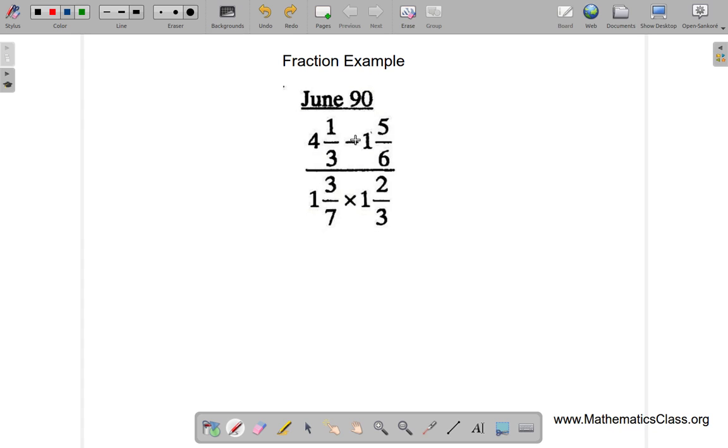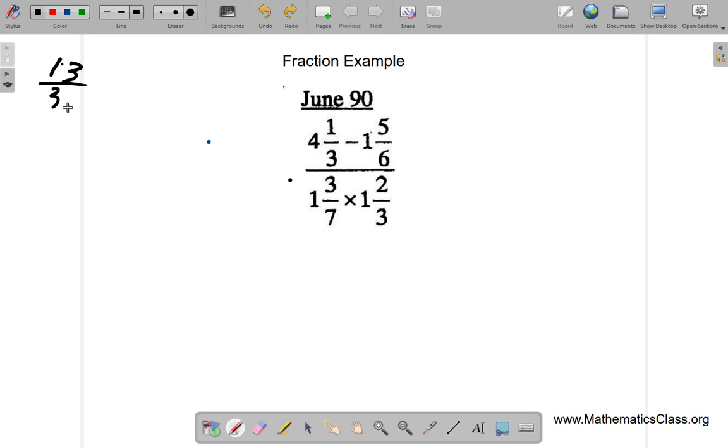Of course, the first thing you're going to do is to change these mixed fractions into improper fractions. Now you have, for example, 4 1/3. That's 3 4s 12 and 1 is 13.